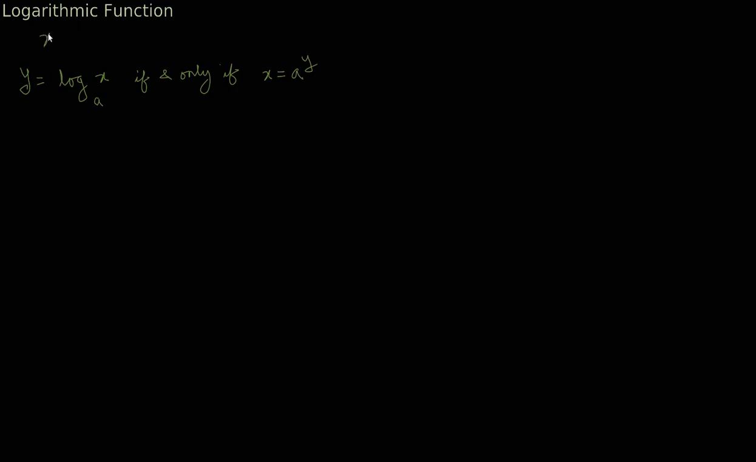The condition is x needs to be greater than 0, a needs to be greater than 0, and a cannot be equal to 1. Okay, so these are some conditions. So the definition is y equals logarithm of x base a, so that's how we read it, and it is going to be possible if and only if x equals a power y. So these two expressions are equivalent. All right, so that is by definition. So I just want to write it, base a.